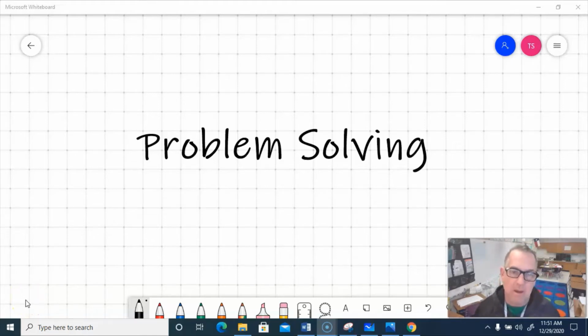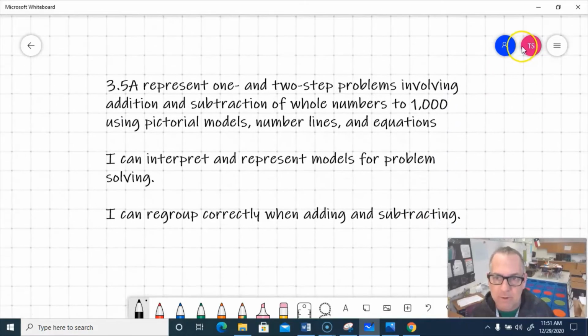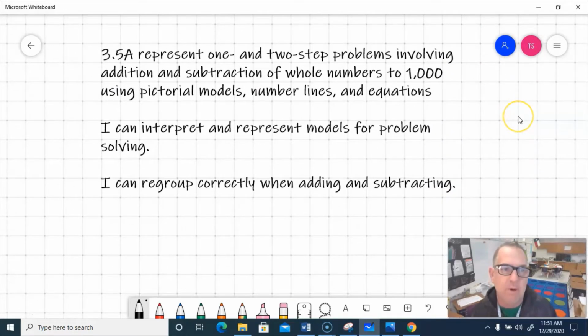Today we're going to be continuing on some of the skills that we struggled on when we took our practice STAR test before Christmas break. And problem solving is one thing we always struggle with as third graders. And the actual skill that we're going to work on today is 3.5a.